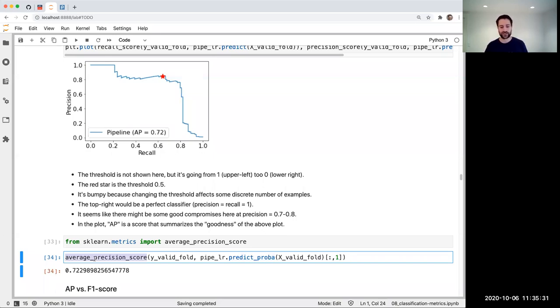And so, yeah, they're actually measuring different things. One is measuring how good are these probability scores, and are they kind of ordered properly? And precision, or recall, is just measuring for a particular set of predictions, which implies a particular threshold, how good are they?